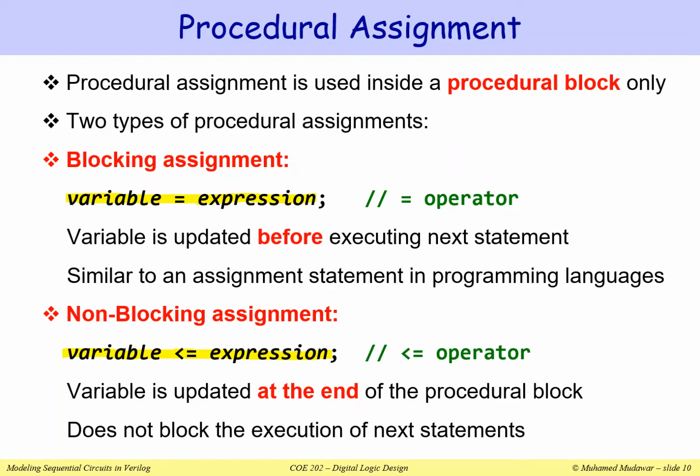So really, what's the difference between the two? Why do we have these 2 different assignment operators in Verilog? I'm going to address this question in the next few slides. Hopefully this will become very clear at the end of this presentation. In the case of non-blocking assignment, the variable is updated not immediately, but at the end of the procedural block. This is a major difference between the blocking versus non-blocking assignments.